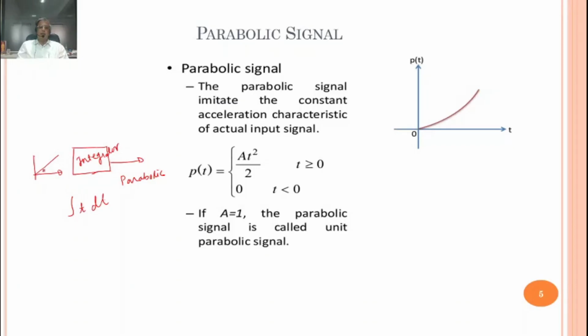Mathematically this ramp signal is represented by t, and if we take the integration of this, it is t square by 2. Now if the slope of this line is 1, then that signal is the unit ramp signal, and if that signal is applied to the integrator, that signal becomes the unit parabolic signal. Here the a value becomes 1.